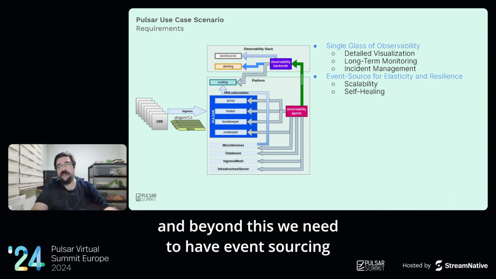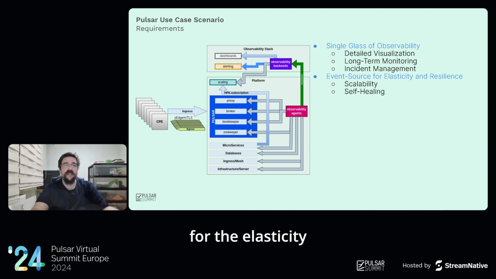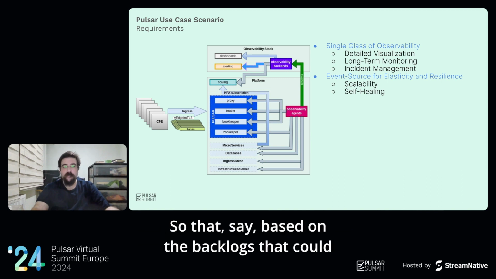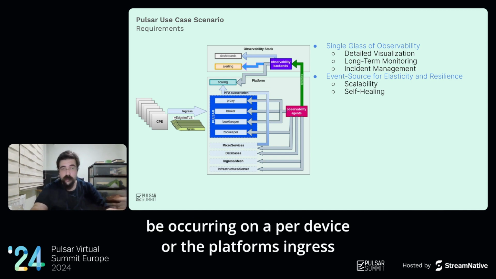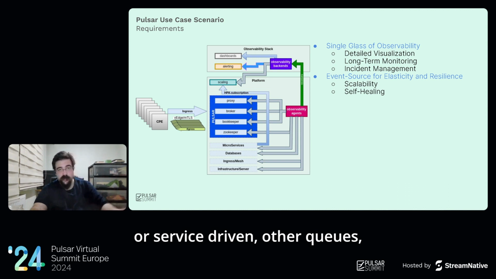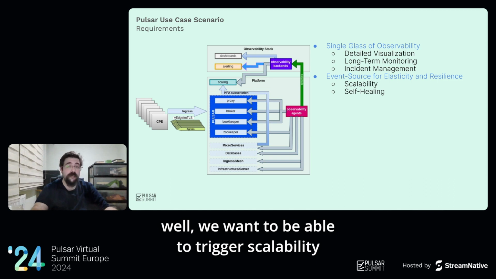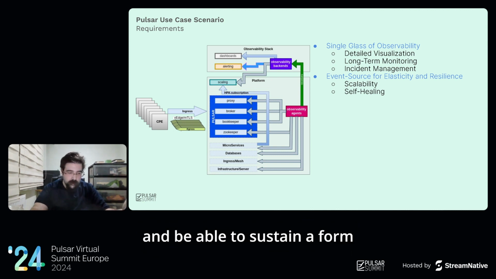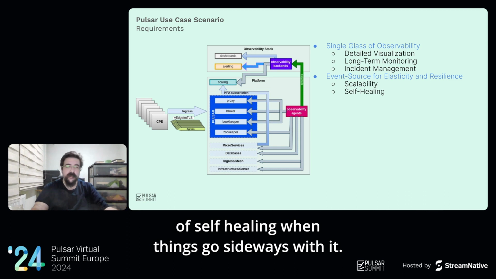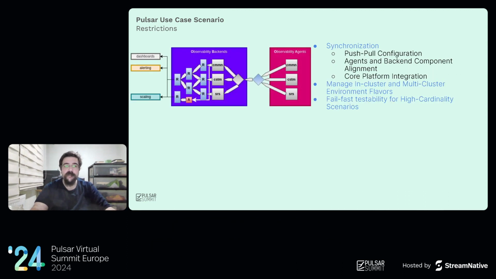And beyond this, we need to have event sourcing for the elasticity and resilience of our platform, so that, based on the backlogs that could be occurring on a per device basis or the platform's ingress or service-driven other queues, we want to be able to trigger scalability of our components so that we operate at optimal cost and be able to sustain a form of self-healing when things go sideways.